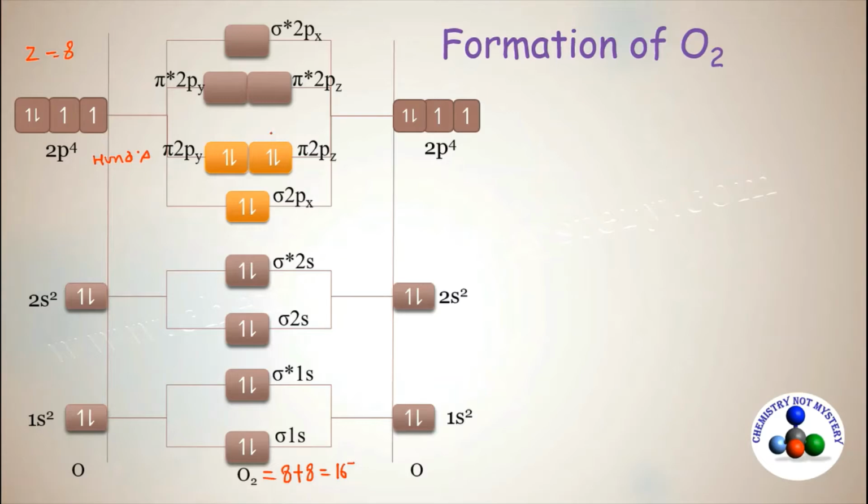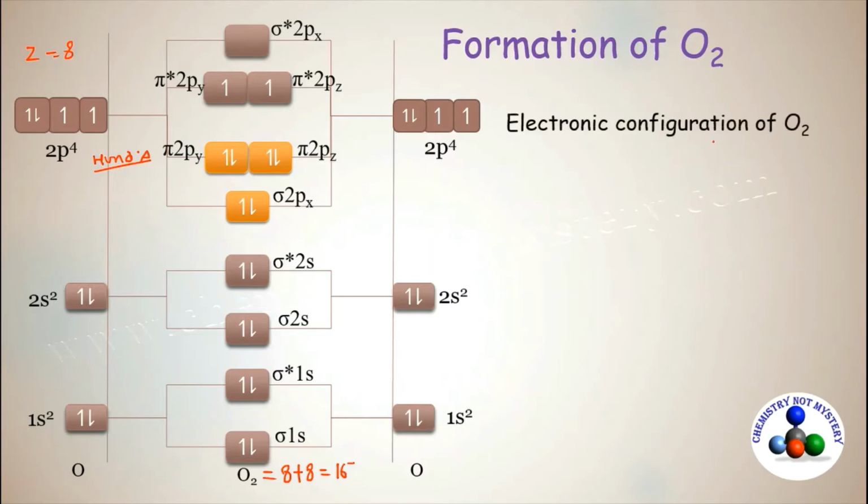Now the remaining 2 electrons will be filled in the pi antibonding molecular orbitals. Again you have to follow Hund's rule of maximum multiplicity. So one electron will be filled in the pi 2py antibonding molecular orbital and one electron will be filled in the pi 2pz antibonding molecular orbital. So in this way we have filled all 16 electrons in these molecular orbitals.